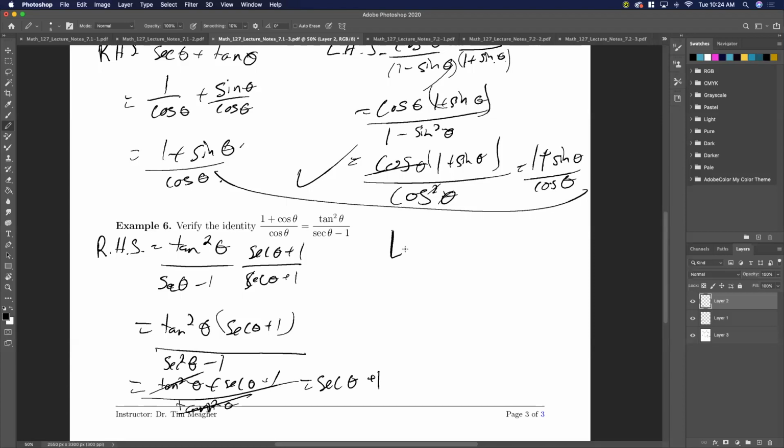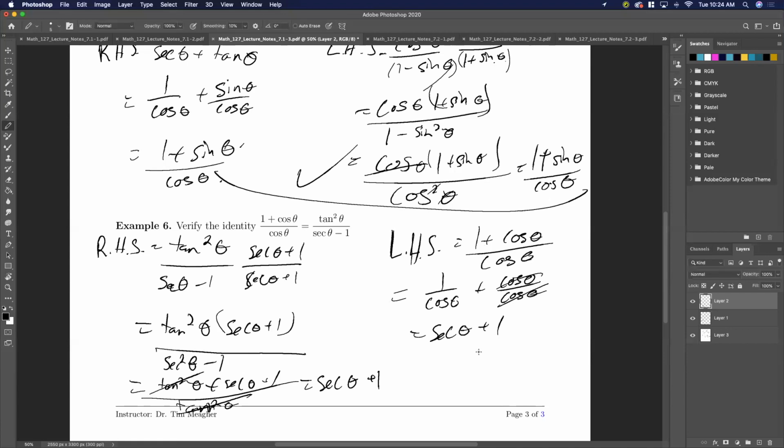So let's do the left-hand side, which is equal to 1 plus cosine theta over cosine theta. If I have a single numerator and two denominators, I can do this. This is an allowed thing to do. Over cosine theta over cosine theta. The cosine thetas of course cancel. This is of course secant theta, so I have secant theta plus 1 is equal to secant theta plus 1. So we're done.